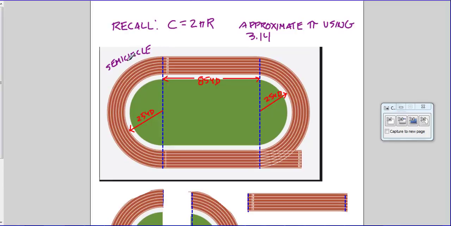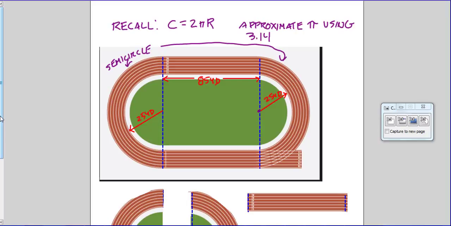And our question is, how can I figure out the length of one lap? And we're talking about lane 1, the inside lane here. Let's assume the radius here of these semicircles is 25 yards, and let's assume the straightaways are 85 yards long.